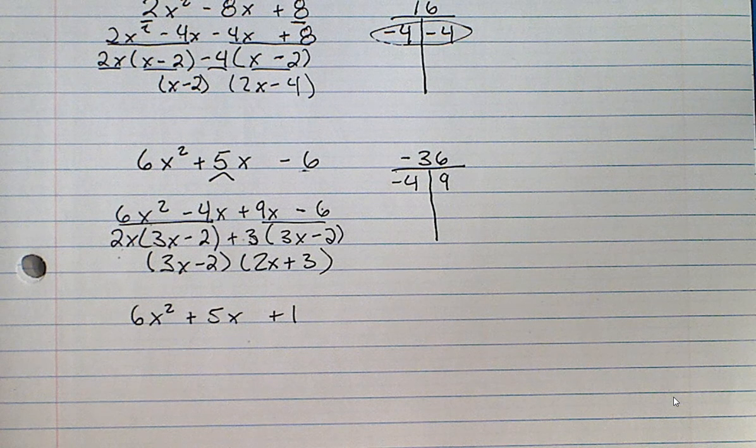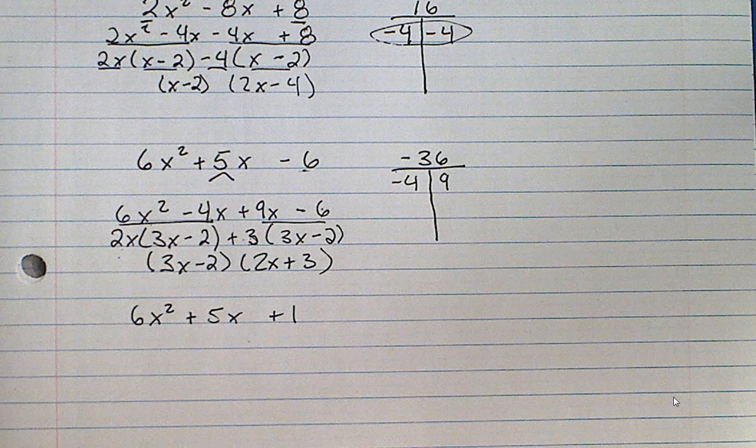So start with doing what, Karen? Okay, great. Start with doing 6 times 1. Okay, once you have 6 times 1, you're looking for things that multiply to be 6, but add to be 5. 3 and 2, good. And then factor out the first two and the last two.